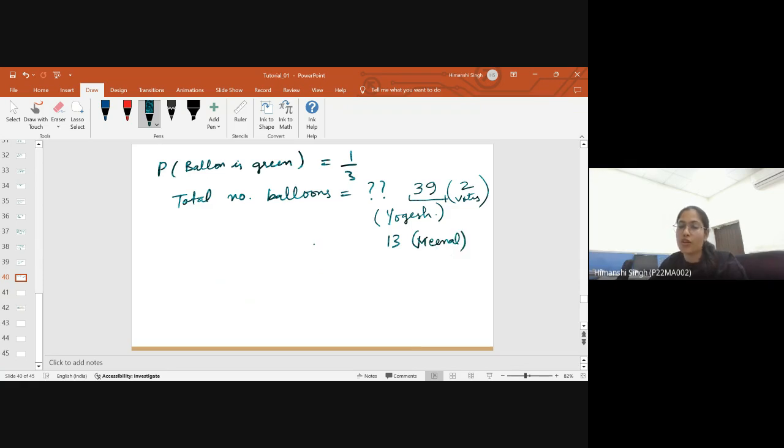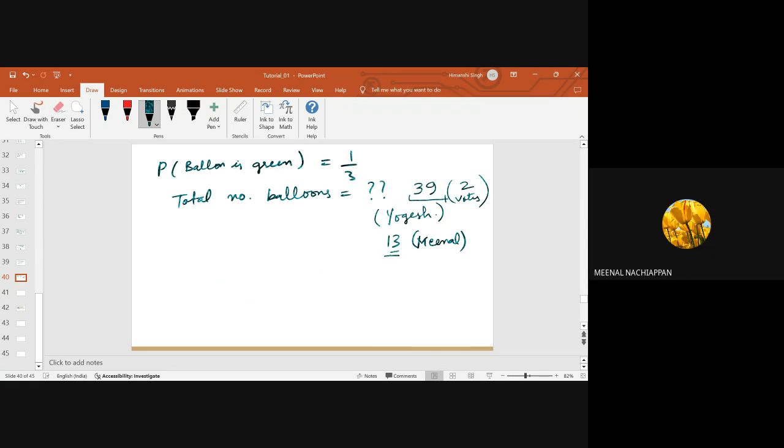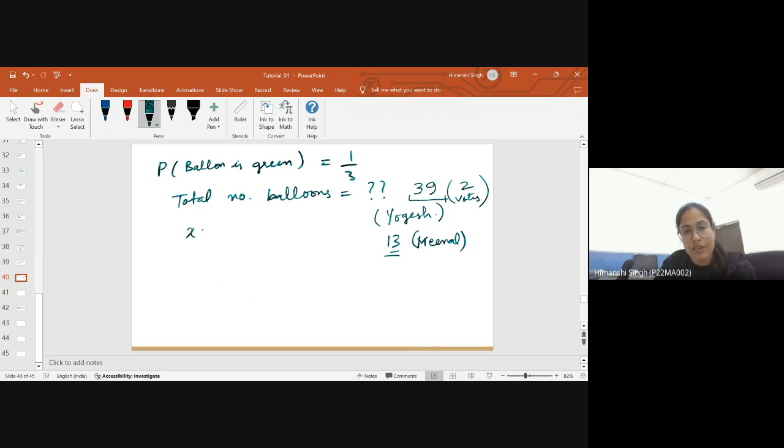So you're sure that you have counted the total number of balloons? Total number of balloons is 39. I'm sorry, I have counted the green balloons. So you have counted x to be 13. Then the total number is 2x plus 13, so that will be 39. So okay, I hope all of you have tried. So let me explain it, then we will move forward.